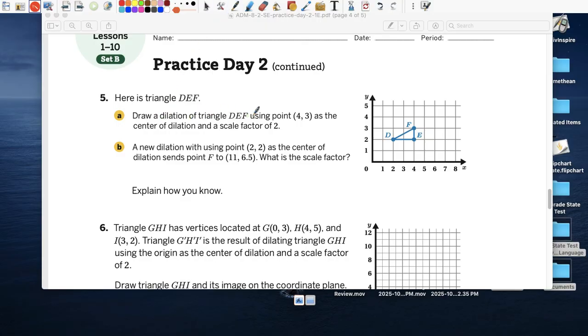Draw dilation of triangle DEF, okay, using 4, 3. So we're talking about this guy. Here's our center of dilation. Label it in green. And we're going to double the distance from F to E. Scale factor 2. So from F to E is 1 unit. So from F prime to E prime would be 2 units. So here's my E prime. From F to D is 2 left, 1 down. So it's going to be 4 left, 2 down. So this is D prime. There's my new triangle.